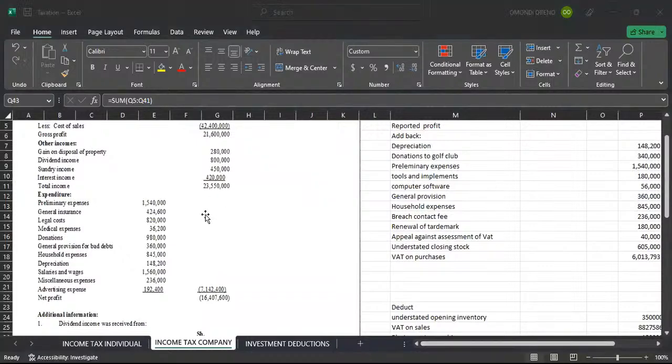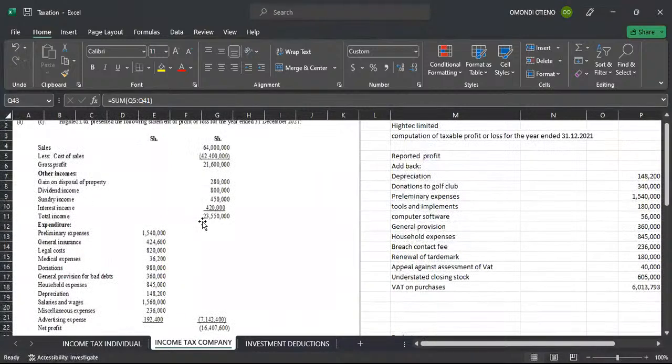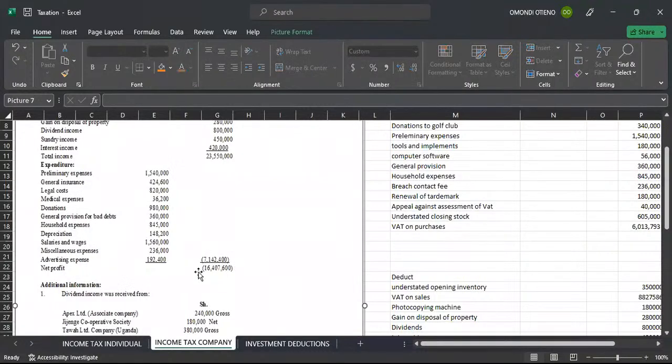But I've seen there's a mistake somewhere here. 23,550 minus 71,42,400. Is it a negative or a positive? This 16,407, is it a negative or a positive? Is it a positive or a negative value? This 16.